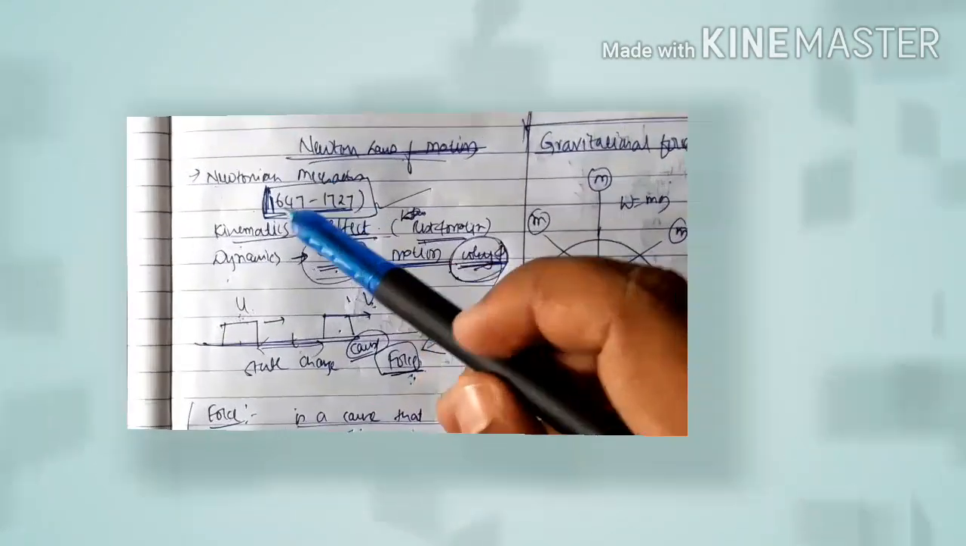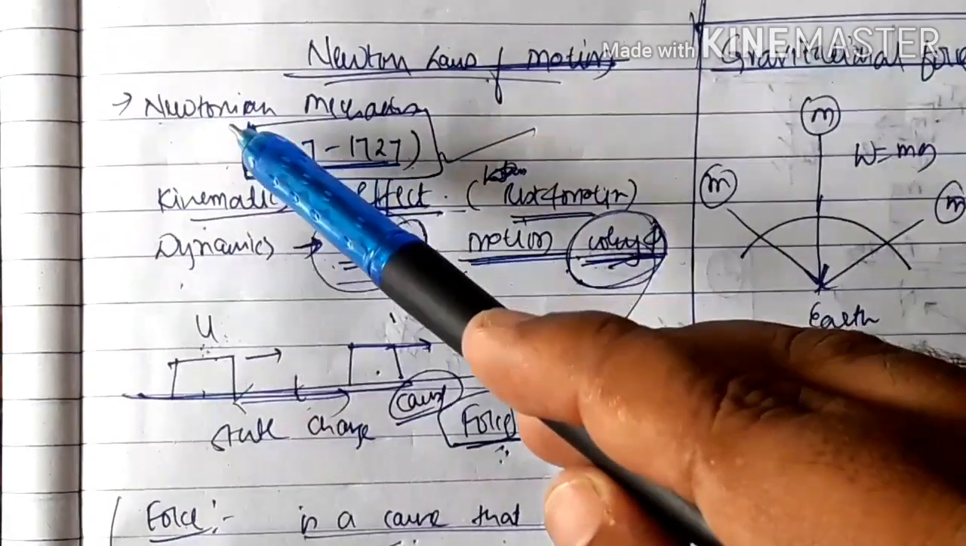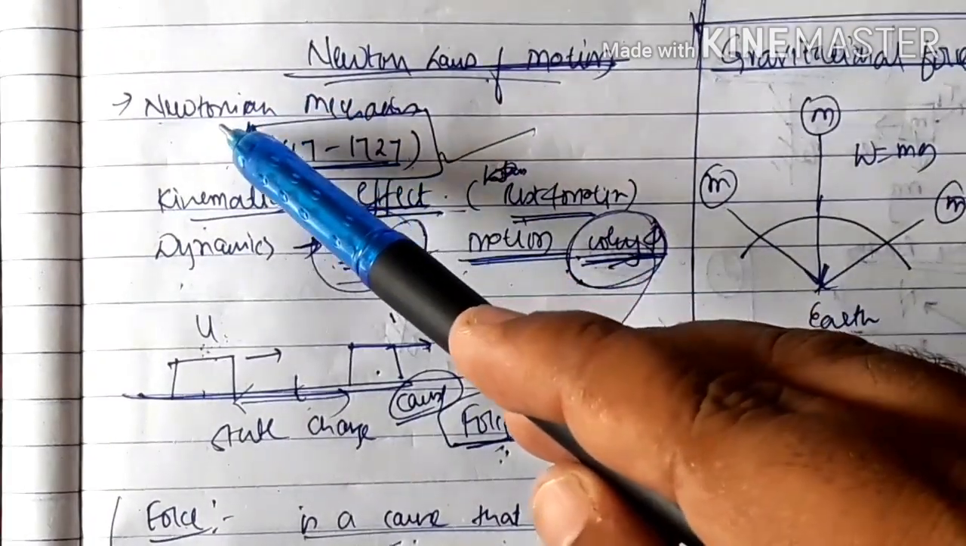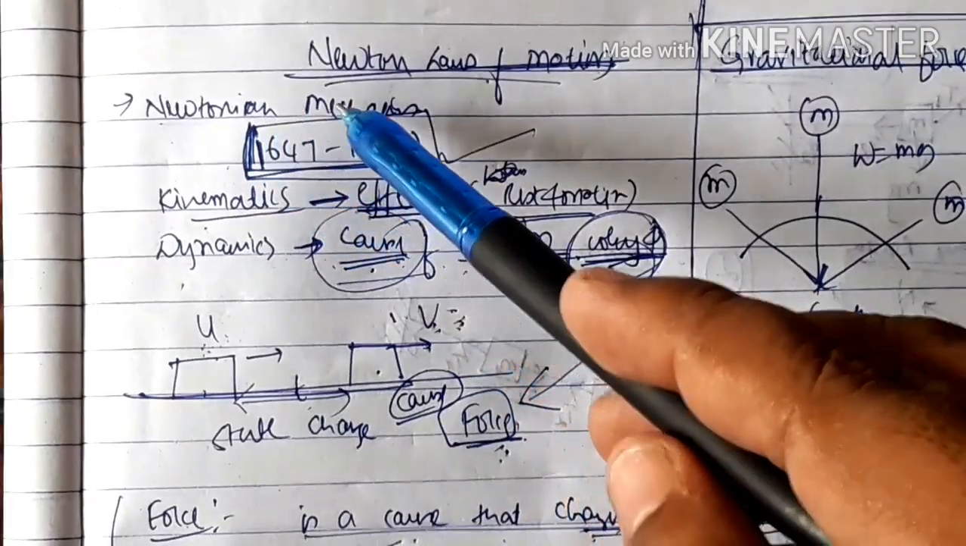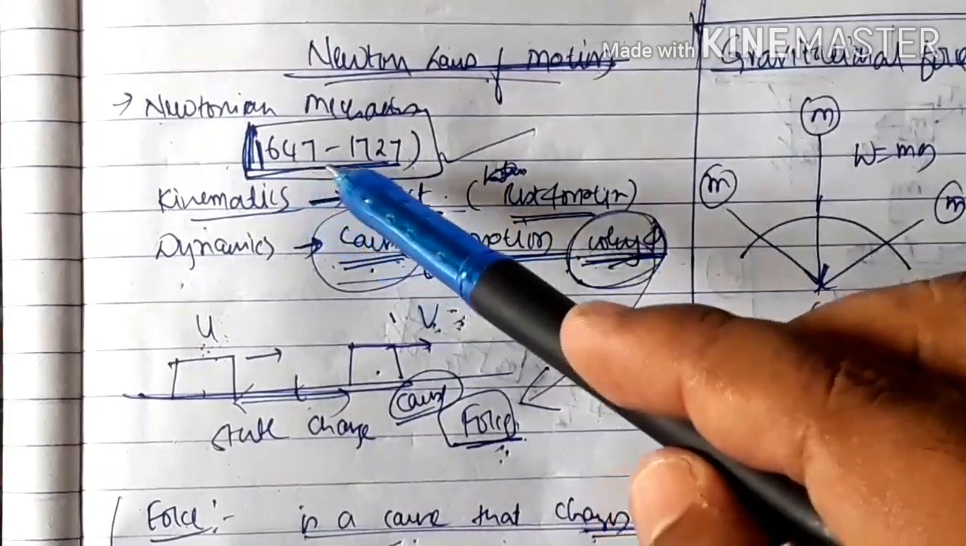So, Newton's laws of motion. This is the particular branch that evolved due to Newton. Newton is the one who gave a strong foundation to mechanics. So we can say this has evolved in the years 1647 to 1720.